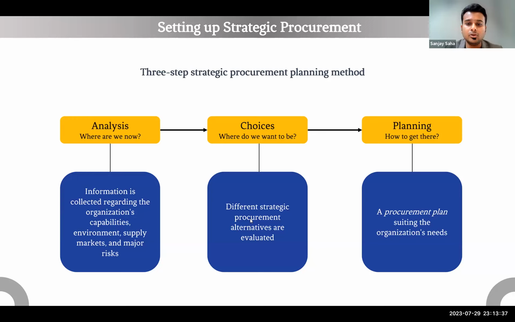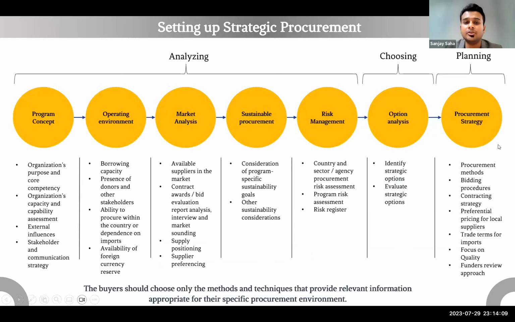So different alternatives have to be evaluated, and we will discuss in this session some strategic choices as well. And then once those choices have been decided, then those choices have to be planned out. So those choices also have to align with what do you need, okay, which is your step 1 also. And then you finally decide how to get there. So that is where your overall procurement plan is built. Okay, so let's take a bit of a deeper look into this.